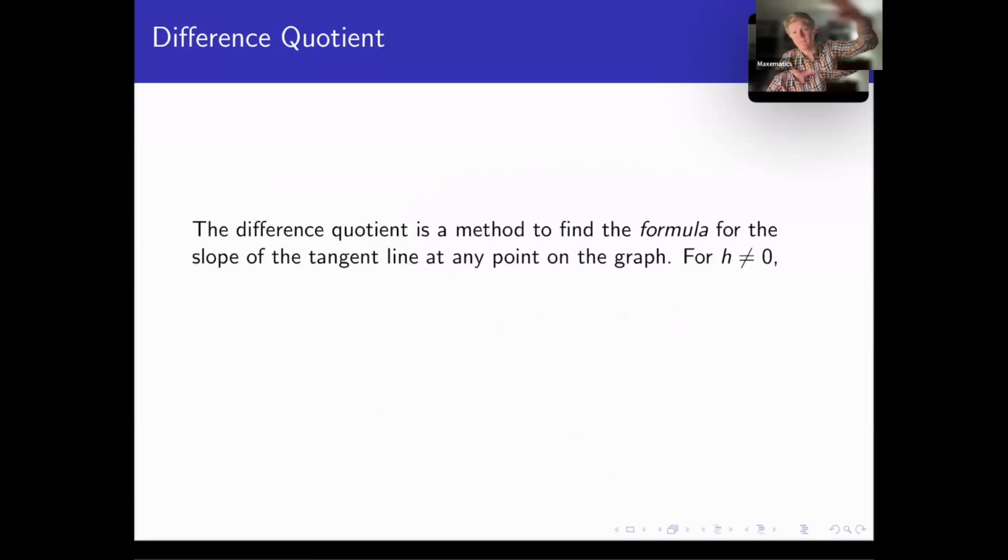But that brings us to our very last property for 2.5, and that is the difference quotient. So its meaning is kind of crazy because we haven't spent a whole lot of time talking about this, but the difference quotient is a method to find the formula for the slope of the tangent line at any point on the graph. So imagine you have some curve and you want to find a tangent line to any point on that curve.